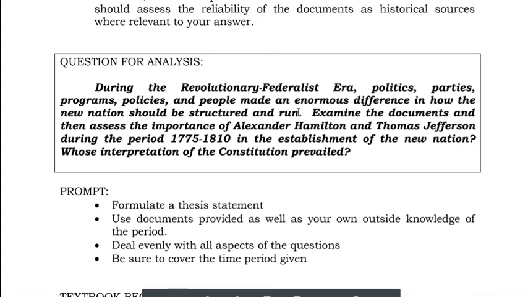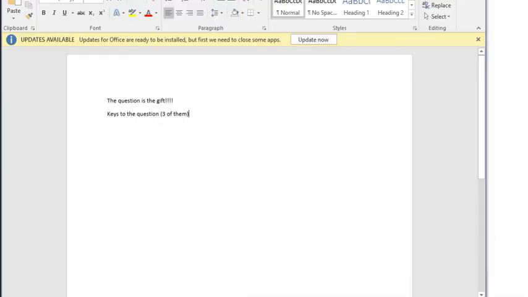The Revolutionary Federalist era. It's giving us a period to look at. Politics, parties, programs, policies, and people made a difference in how the new nation should be structured and run. You need to examine the documents, assess the importance of Hamilton and Jefferson during the period in the establishment of the Constitution. Who prevailed? Okay, so we have the time period.